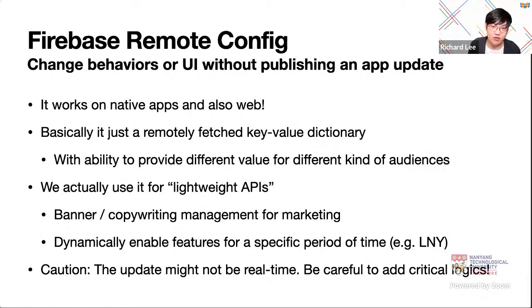So in reality, we usually use it as a lightweight API. Say, for example, I build an AI app and there's a banner on the front page showing some promotion, things like that. Of course, you can use Firebase to develop APIs so that your users' apps fetch the API and get the banner updated. But you can also use Remote Config. It's just a simple web interface where you tweak some value, and the app will get that value.